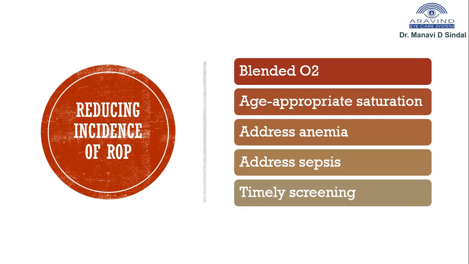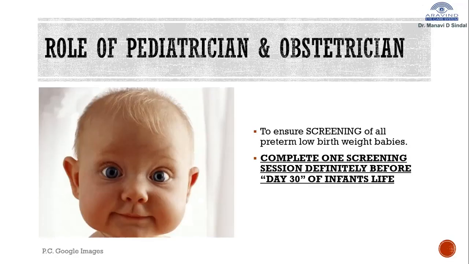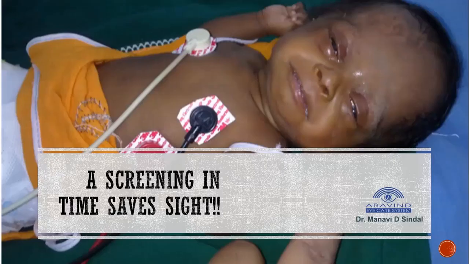So we need to reduce the incidence of ROP. How do we do it? By using blended oxygen, using age-appropriate oxygen saturations in the NICUs, addressing anemia and sepsis, and screening on time. So what we expect a pediatrician or an obstetrician to do is to ensure that they refer the babies for screening, and ensure one screening before day 30 of life, because a screening in time can save sight.